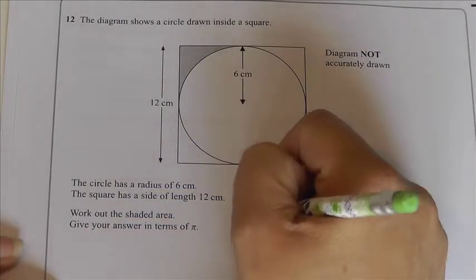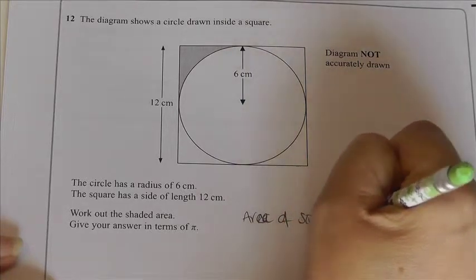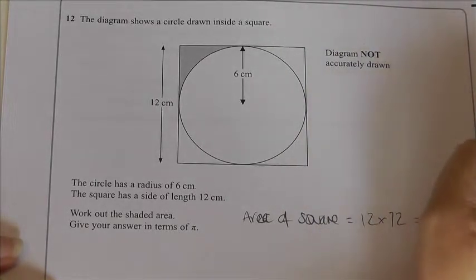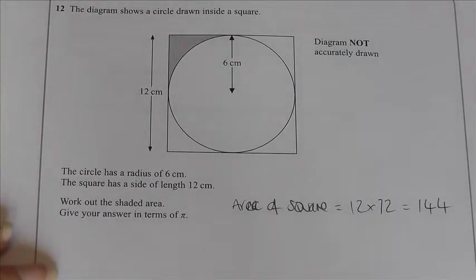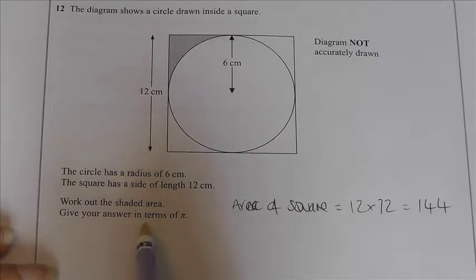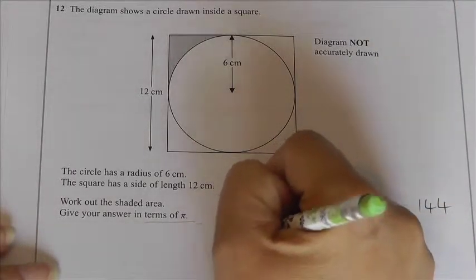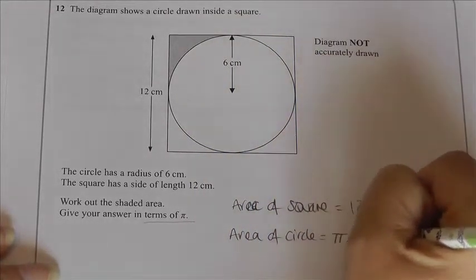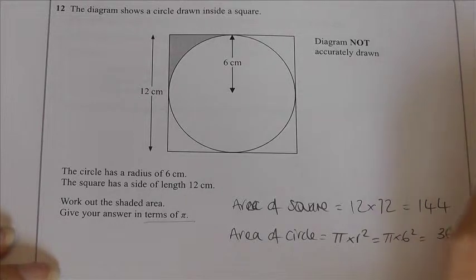So we're going to divide our final answer by 4. The first thing we need to do is work out the area of the square, which is going to be 12 times 12, which is 144. Then I'm going to work out the area of the circle, and because this is a non-calculator question, they're telling you to leave your answer in terms of pi, so you don't need to times anything by 3.14. So the area of the circle is, as we know, pi r squared.